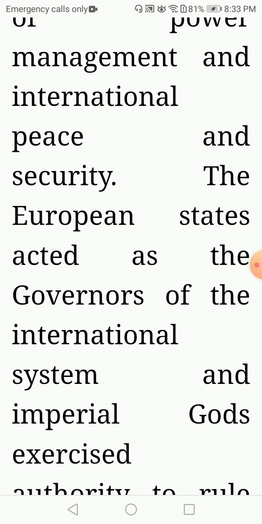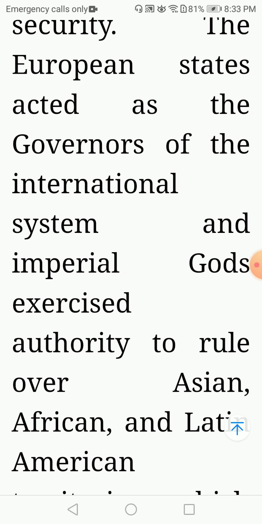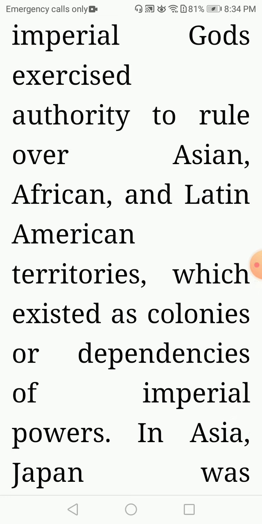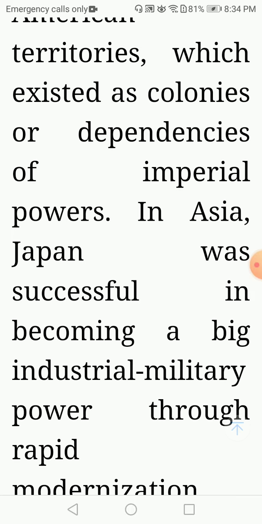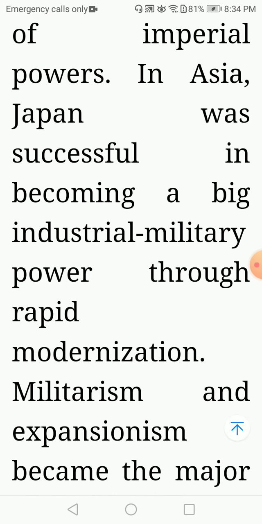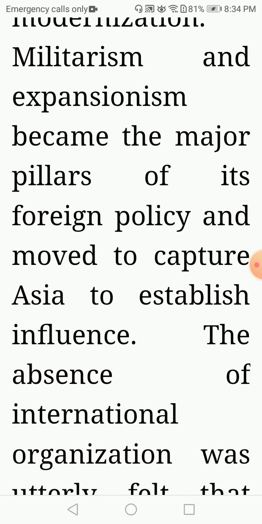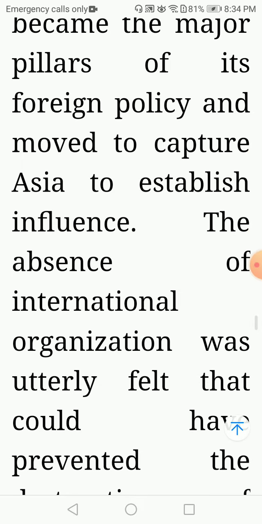The European states acted as the governors or manipulators of the international system. These imperial guards exercised authority to rule over Asian, African, and Latin American territories, which existed as colonies or dependencies of imperial powers. In Asia, also, Japan was successful in becoming an industrial military power through rapid modernization. Militarism and expansion became the major pillar of its foreign policy and moved to capture Asia to establish influence.